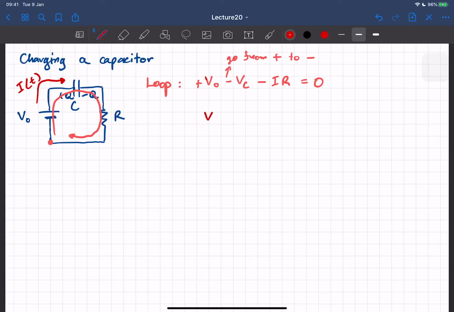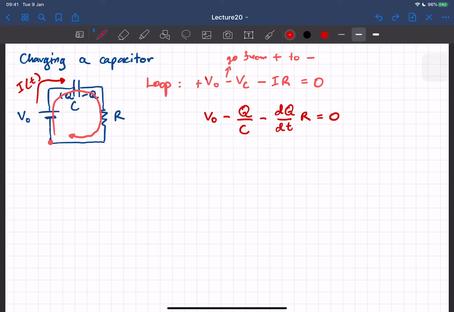So V0 stays the same because that's the battery, that's fixed, right? Nothing changed. And VC is the voltage across the capacitor, so that depends on the charge divided by capacitance, like this. And minus IR. So minus I is going to be dQ by dt times R. And it's a minus sign in front, so there's no extra minus sign here, again, because of the way the current is set up: when the current is positive, meaning it's flowing this way, it increases the charge on the capacitor.